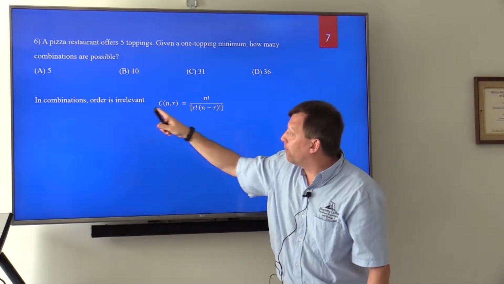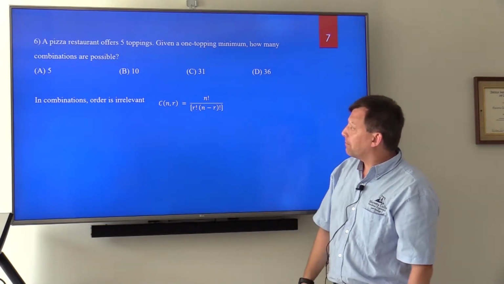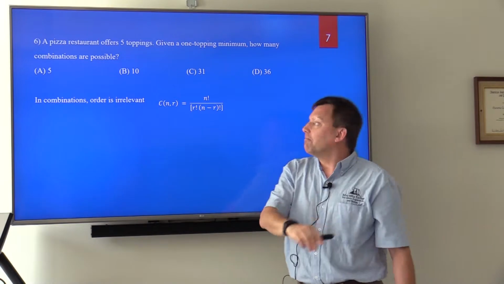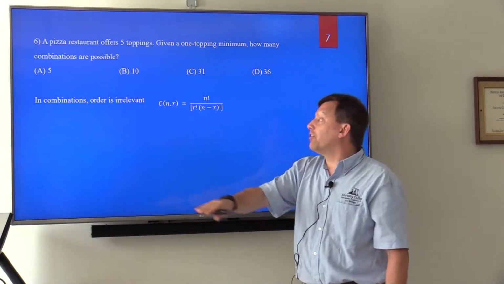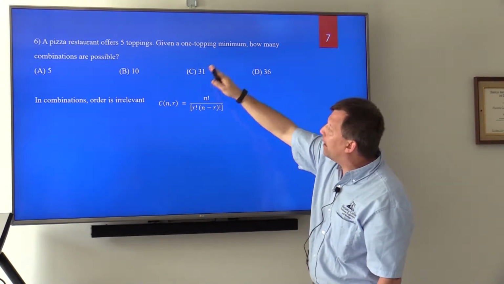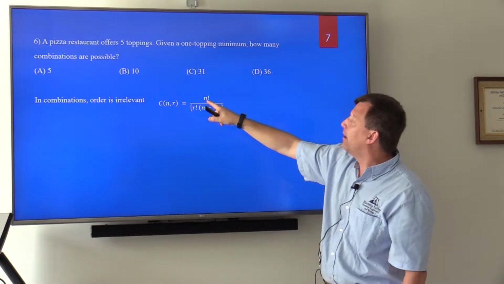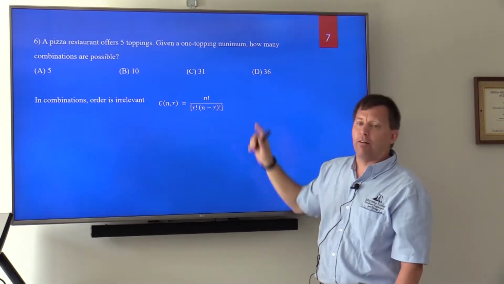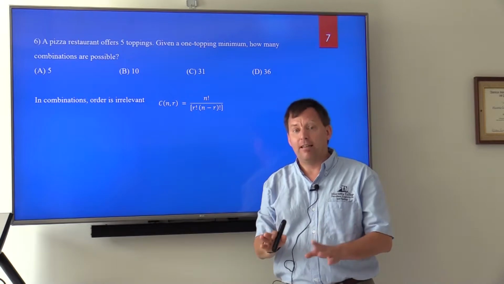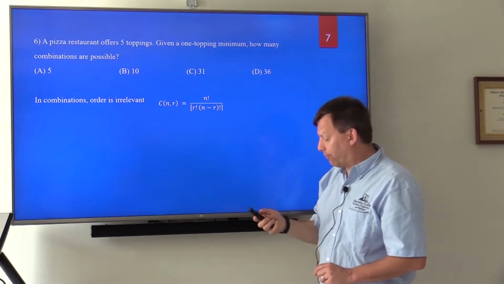Okay, so the formula for combinations is given here. All right, so we need to be paying attention though. If we say, okay, we have 1 topping minimum, how many combinations are possible out of 5? Okay, we have n is 5, we put in r is 1. That is incorrect. What if I want 2 toppings or 3 toppings?